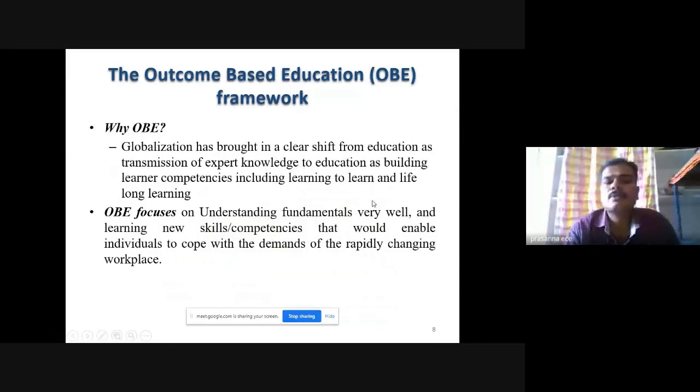So why this OBE? Because of accreditation and standardization in education, we are going for outcome-based education. Only when we follow these OBE standards will your course get accredited. So what is the benefit of getting accredited? Your course will be recognized in the international market, so the degree you get will be recognized internationally. That is the benefit of getting accredited, and getting accredited requires us to follow this outcome-based education framework.